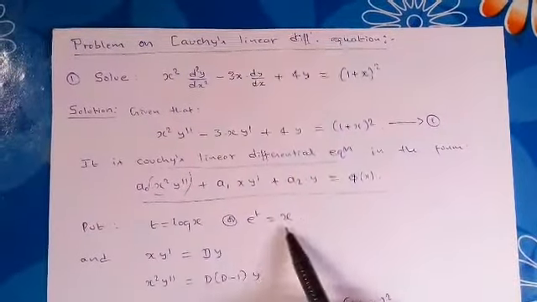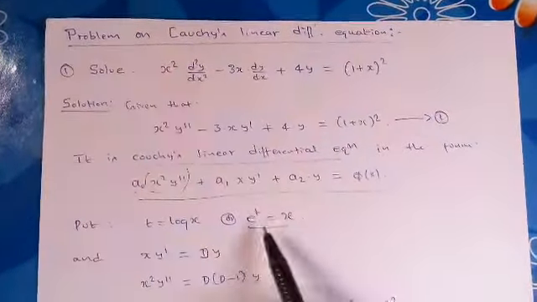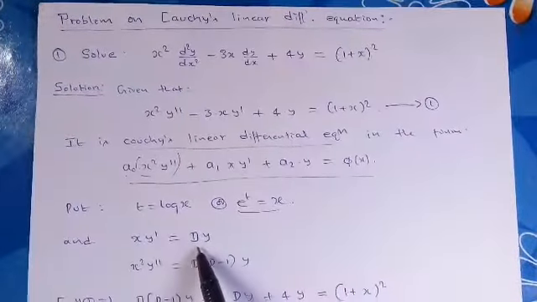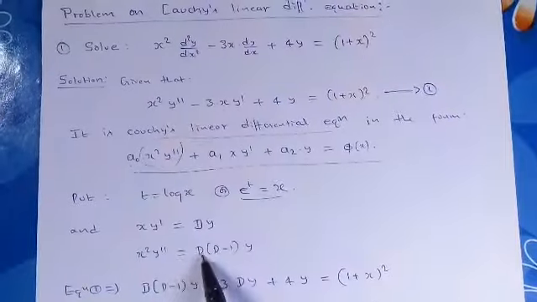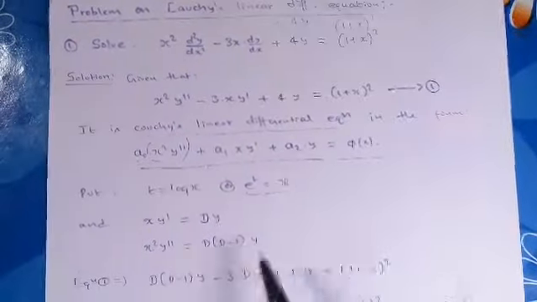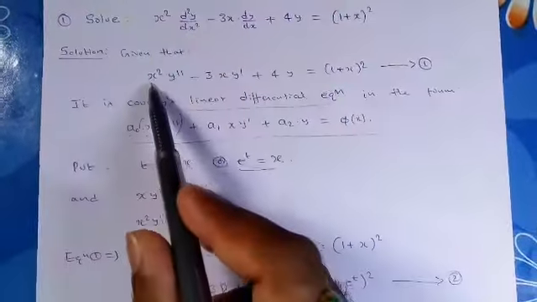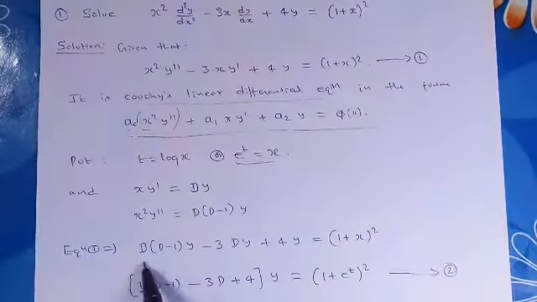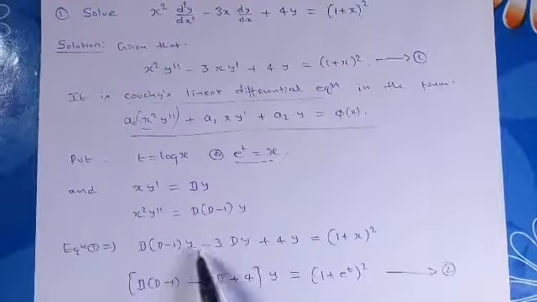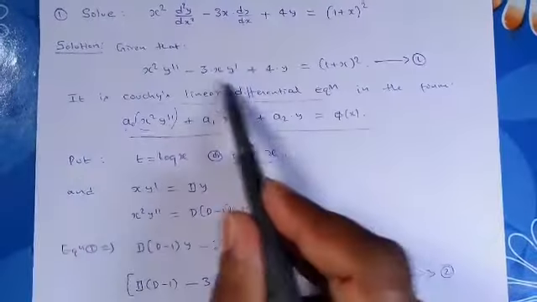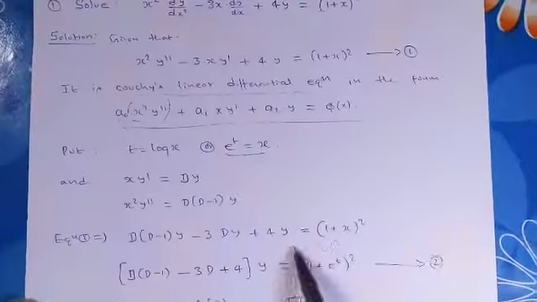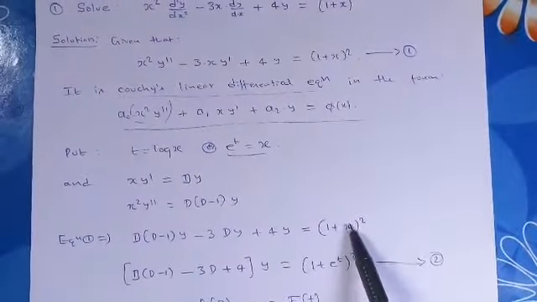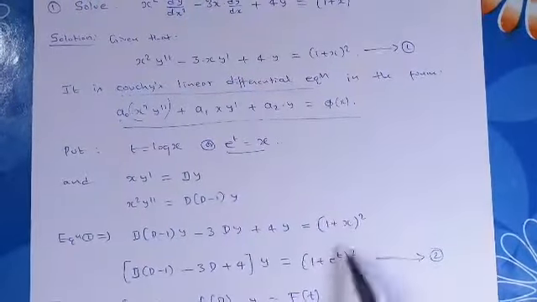So substitute x equals e power t, xy dash equals Dy, and x square y double dash equals D into D minus 1 into y. Substitute into the given equation: x square y double dash is replaced by D into D minus 1 into y, minus 3 and xy dash replaced by Dy, plus the remaining coefficients as they are. And in the RHS we have x, so replace it by e power t.